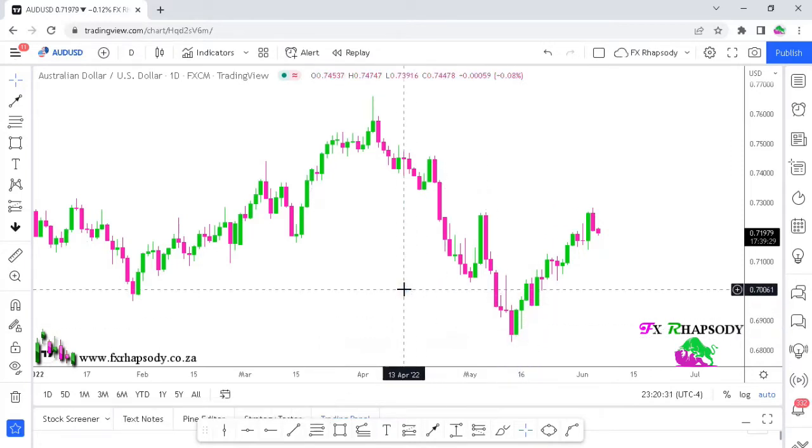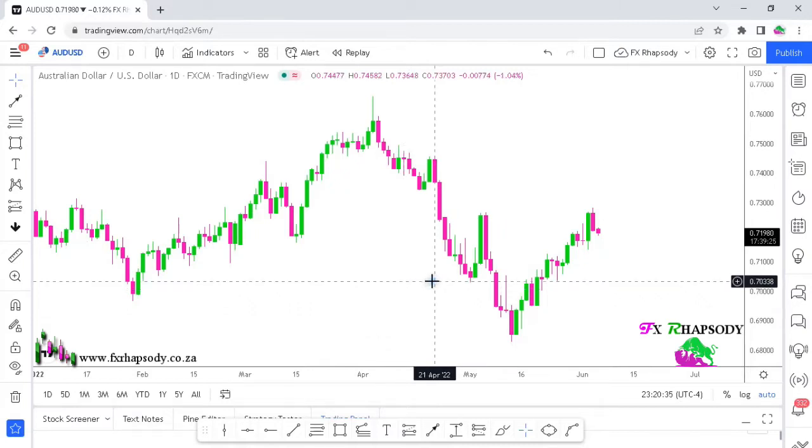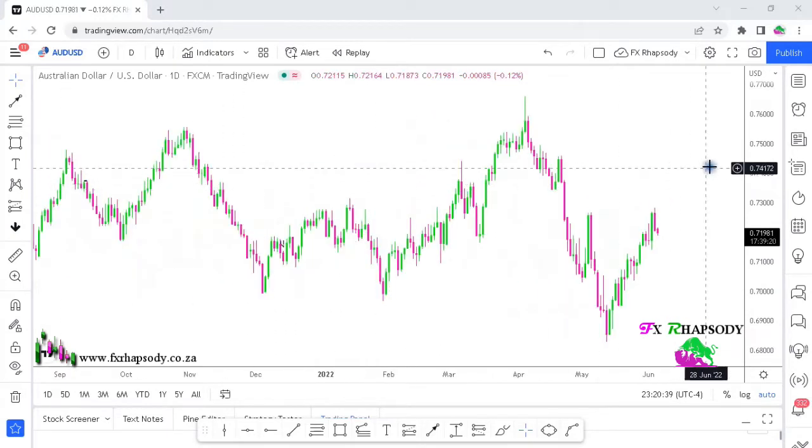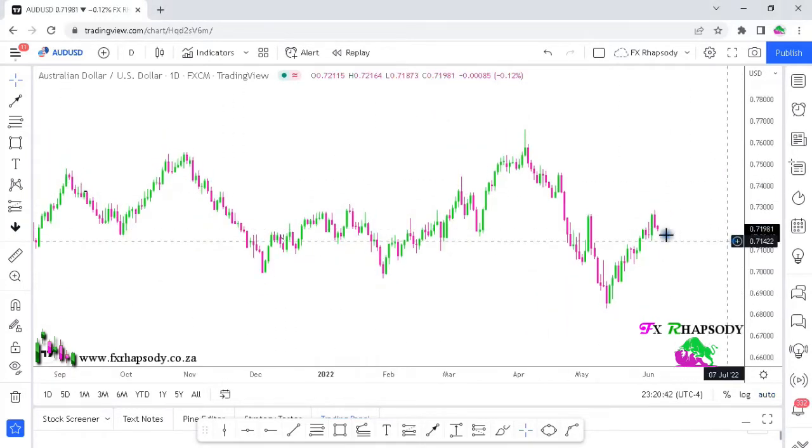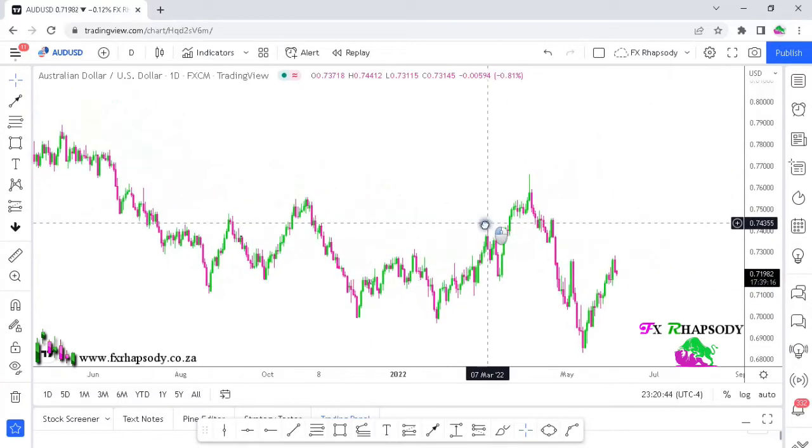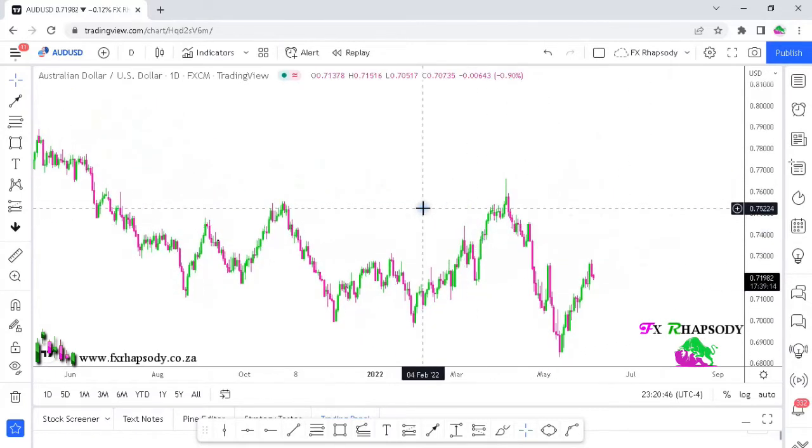So today we're only focusing on the Australian dollar, US dollar, on a daily time frame. I just want to zoom out a little bit because I want to show you something. Some of you might find it interesting. Let's see what happens here.